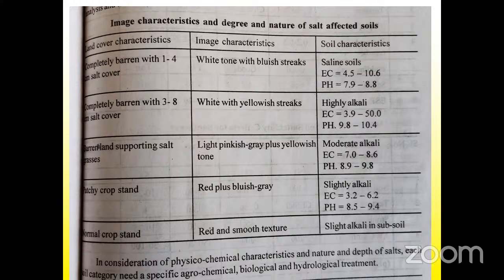The land cover characteristics, what we will see. Suppose on an image, different tones will be available, and when you extract the photograph of this area, the image characteristics we also see. Third one is the soil characteristics.